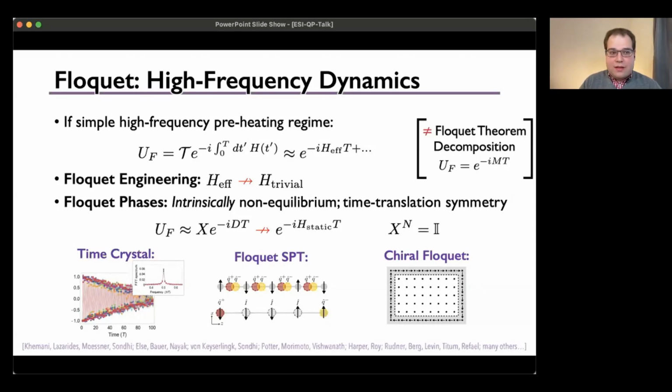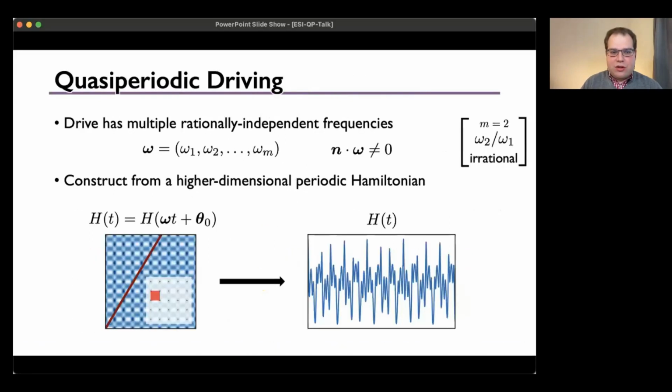Okay, so this is setting the stage for what we know about Floquet phases. And now I want to generalize this and talk about quasi-periodic driving. So what do I mean by quasi-periodic driving? Well, now we have multiple frequencies instead of just a single frequency and harmonics as in Floquet. And those multiple frequencies are irrationally related, which means that there's no integer vector for this to be true.